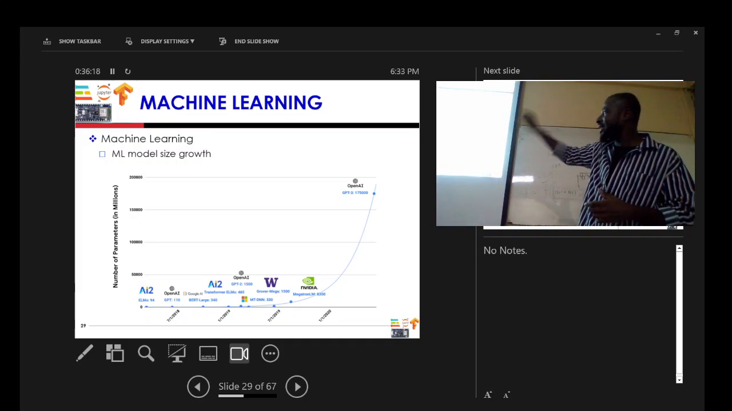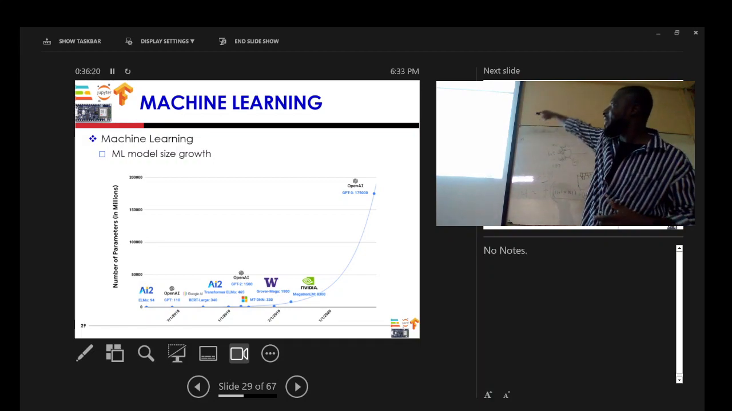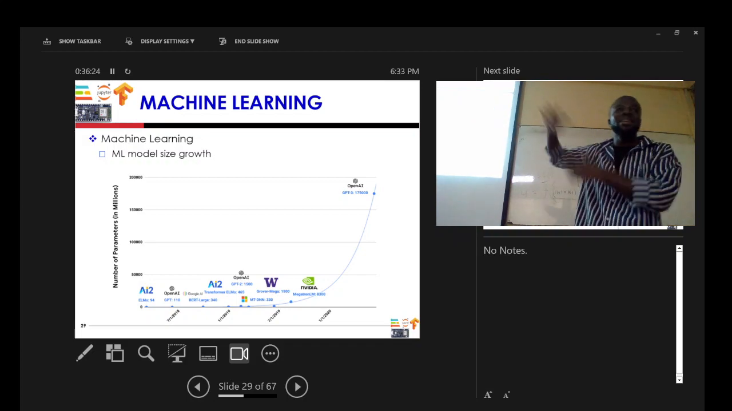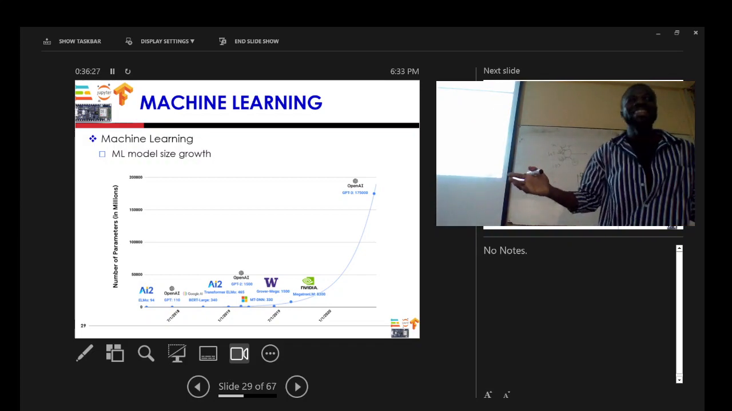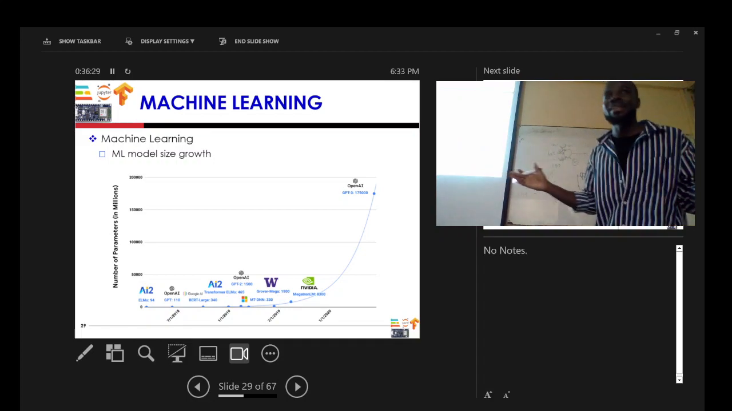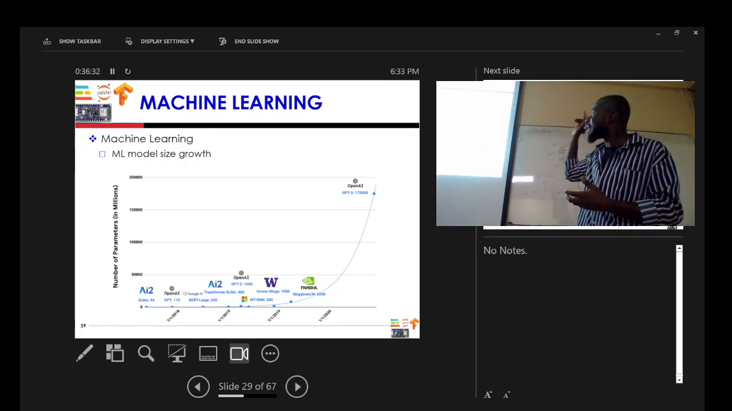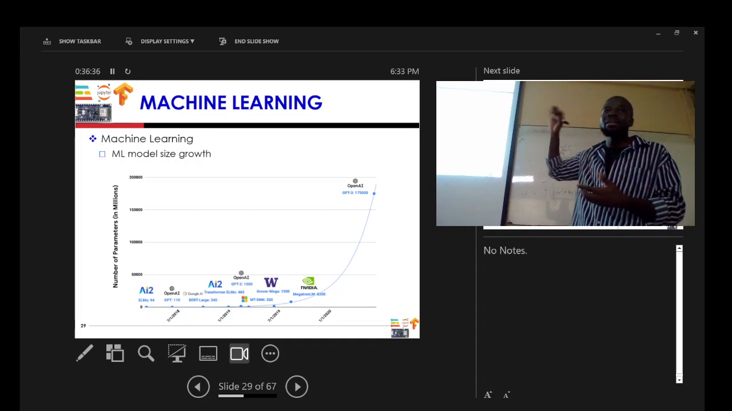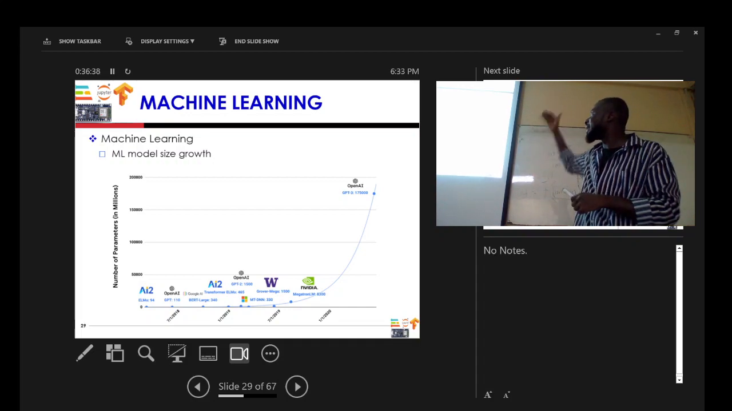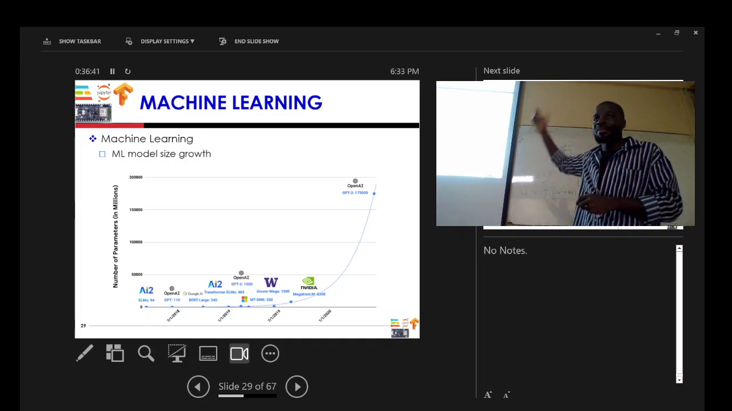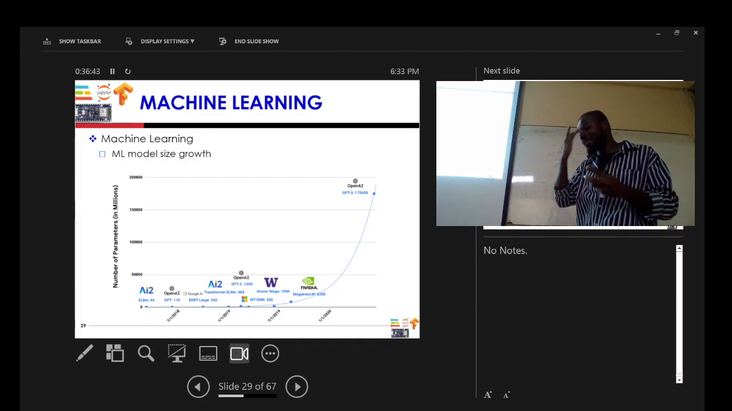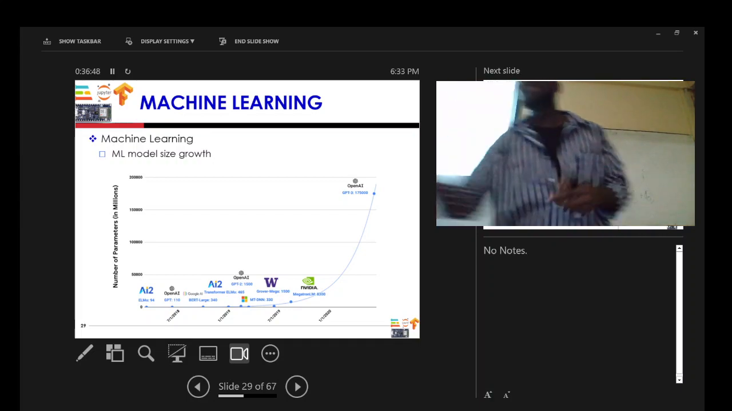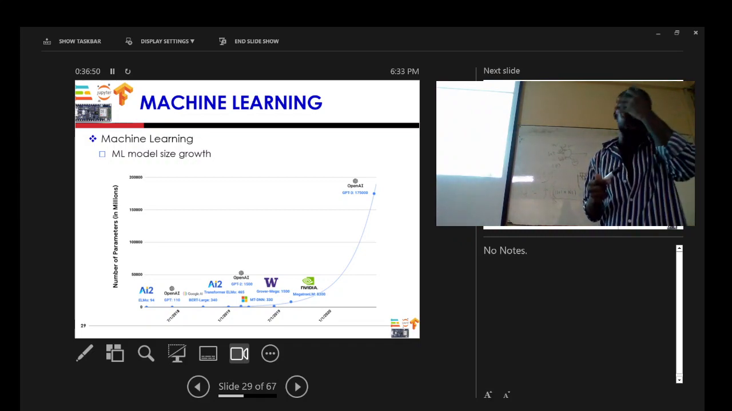Now they see the increase in the number of parameters. The parameters have increased to almost 200,000 million parameters. So many parameters, and this one is very, very accurate. And then now we have ChatGPT-4. Probably the number of parameters has doubled. So to make a machine learning model accurate, the number of parameters must increase all the time. But it means that we have an issue here.